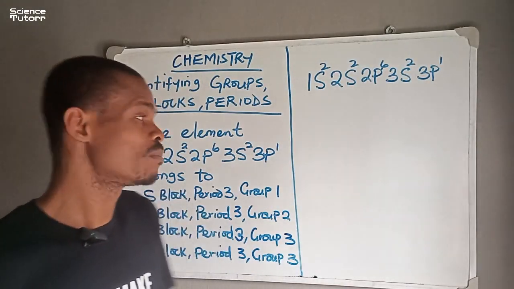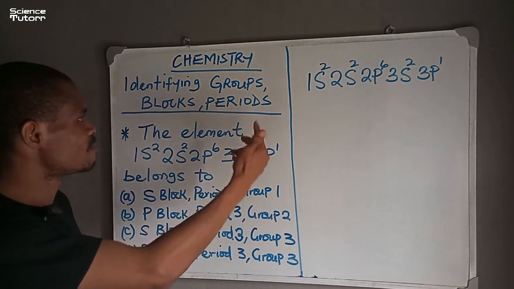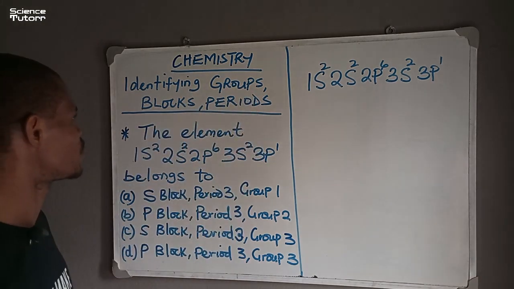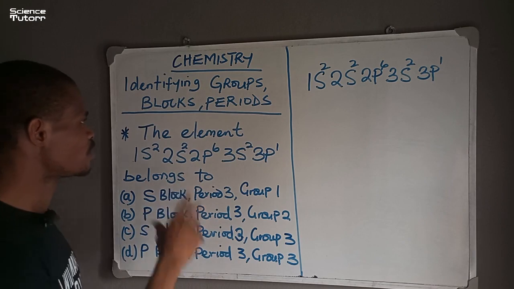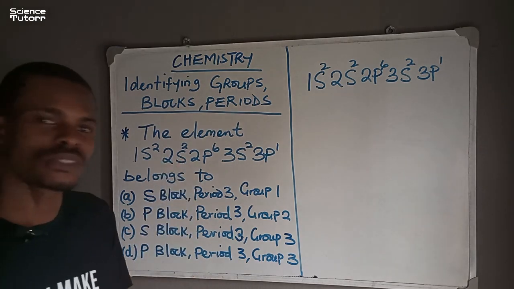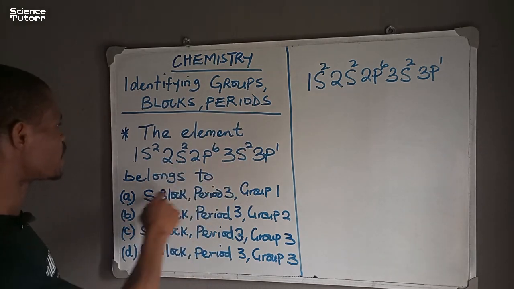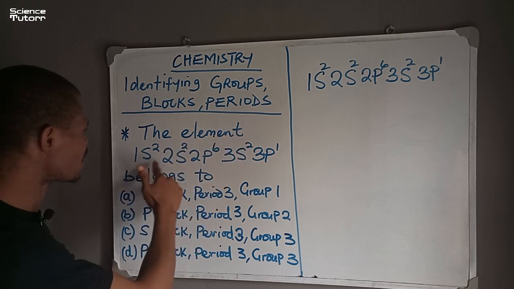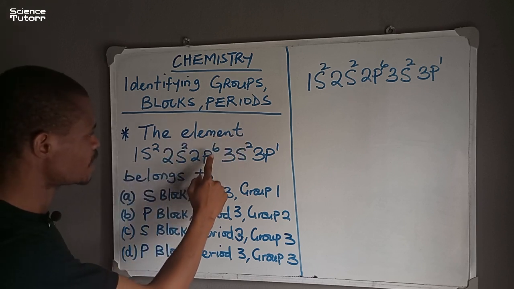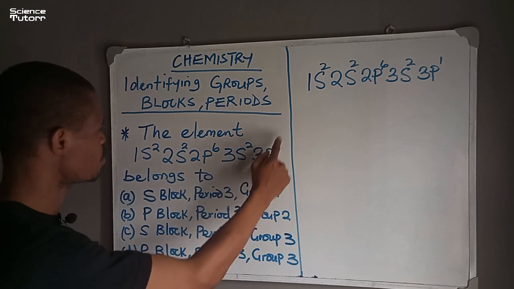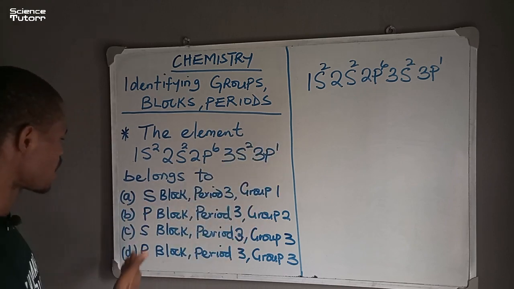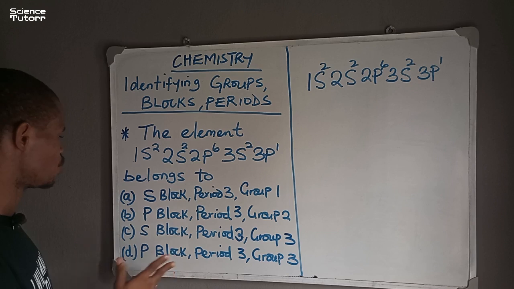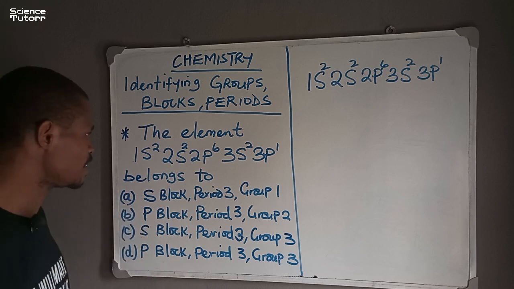In this video, we shall be focusing on identifying groups, blocks, and periods. We have a simple example. This is from past question series. It says the element 1s2, 2s2, 2p6, 3s2, 3p1 belongs to. Then we have a series of options to choose from: A, B, C, and D.